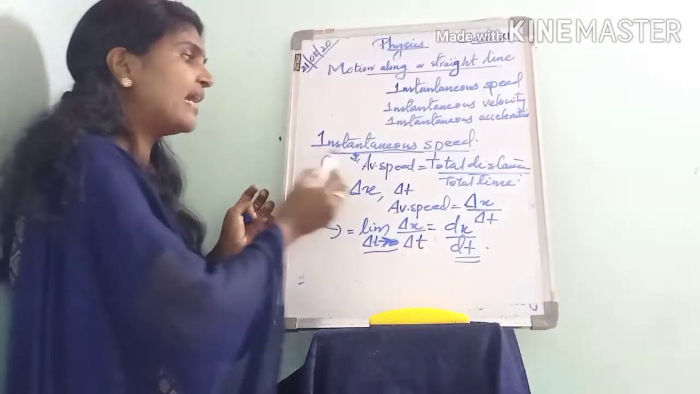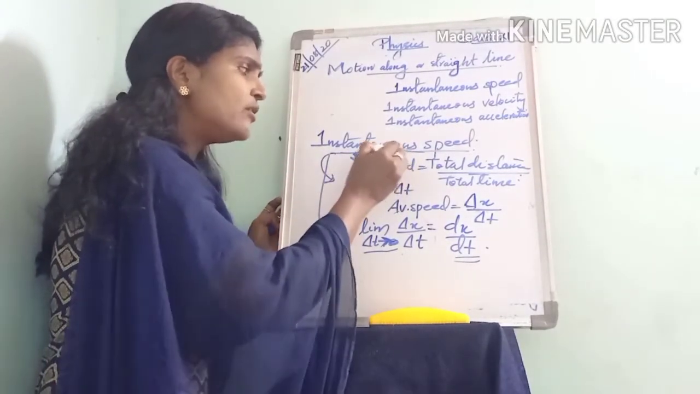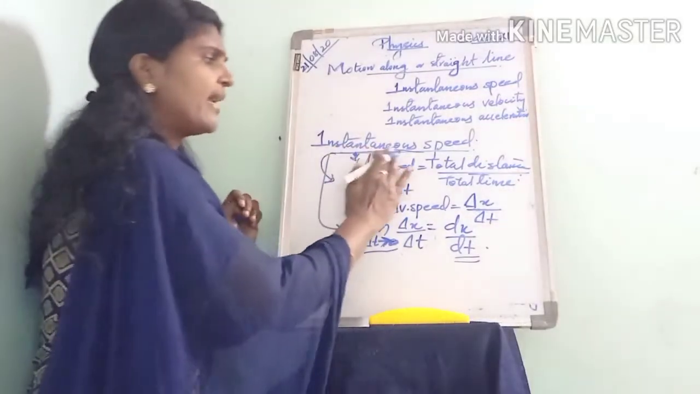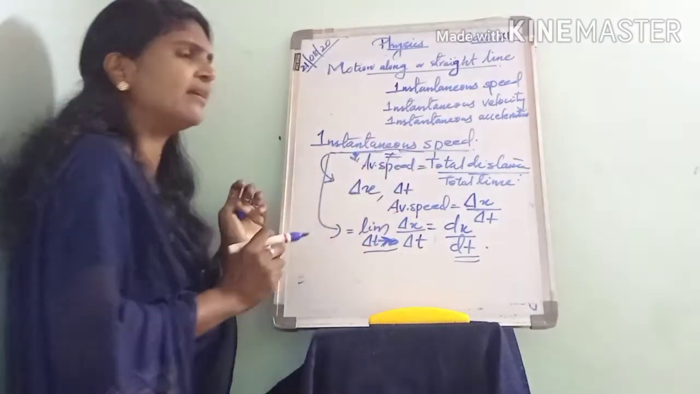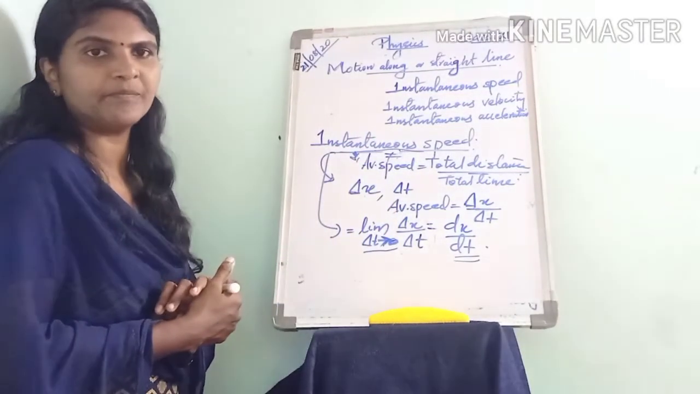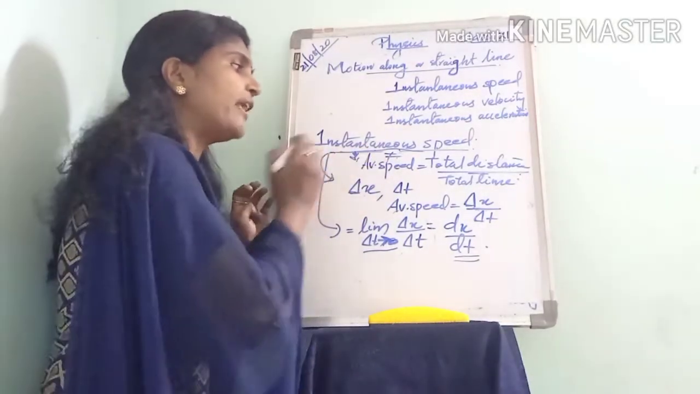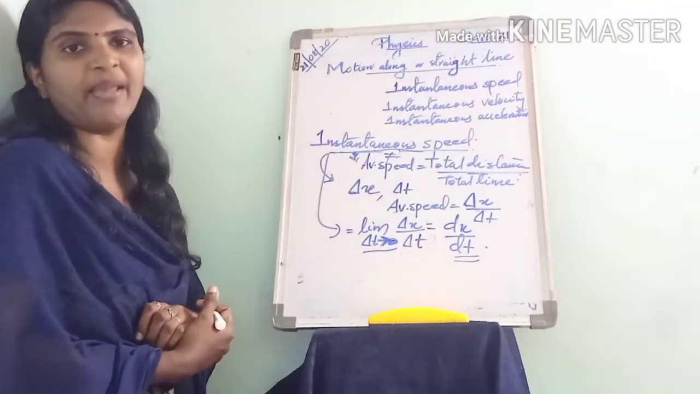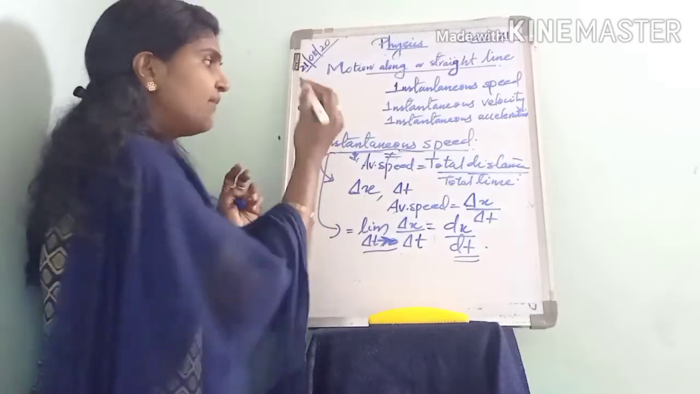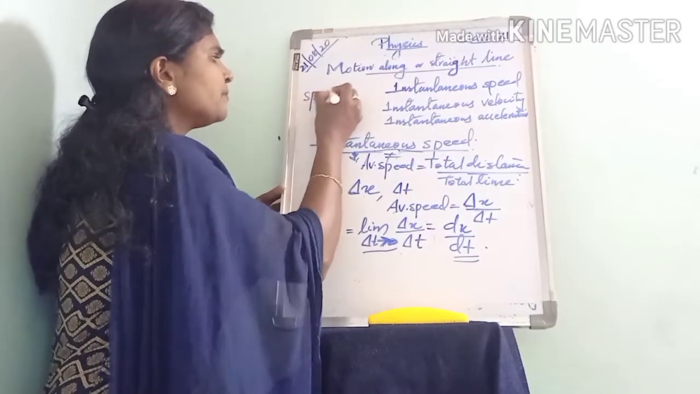Here the average speed is not equal to the instantaneous speed. In the case of non-uniform motion, the average speed is not equal to the instantaneous speed. You know the speedometer. What is the use of a speedometer, you know?